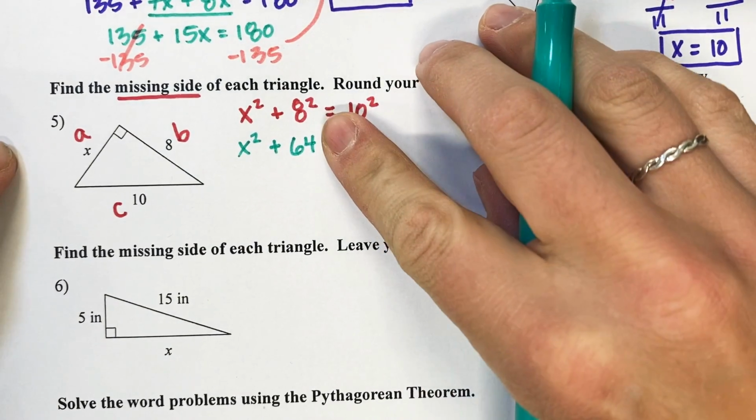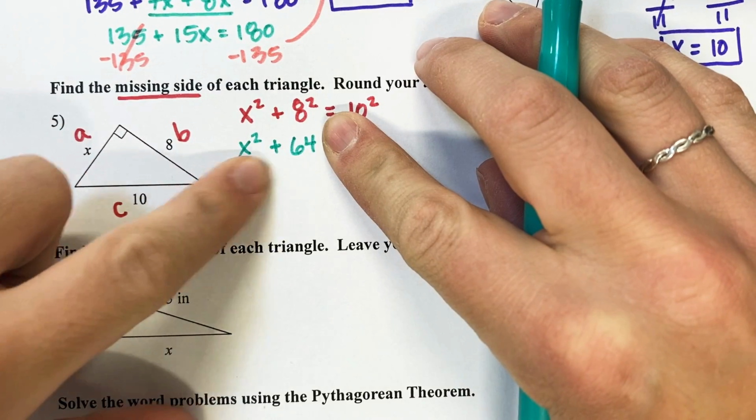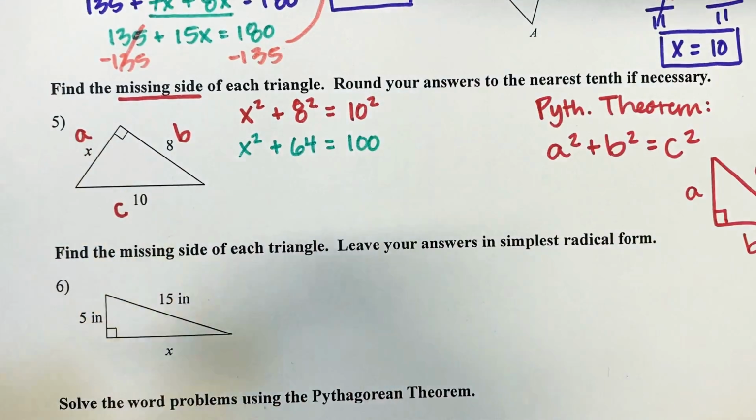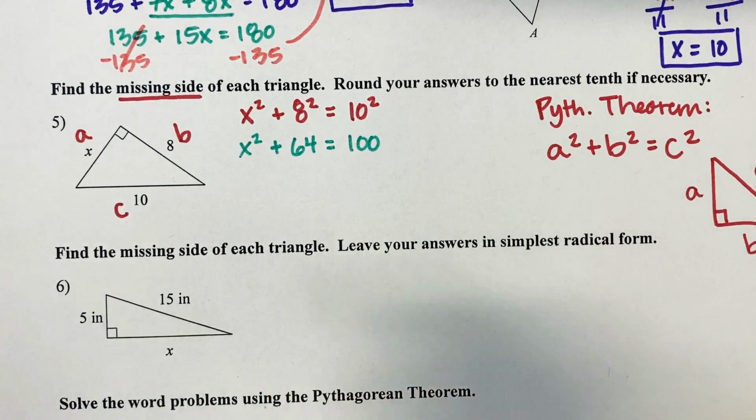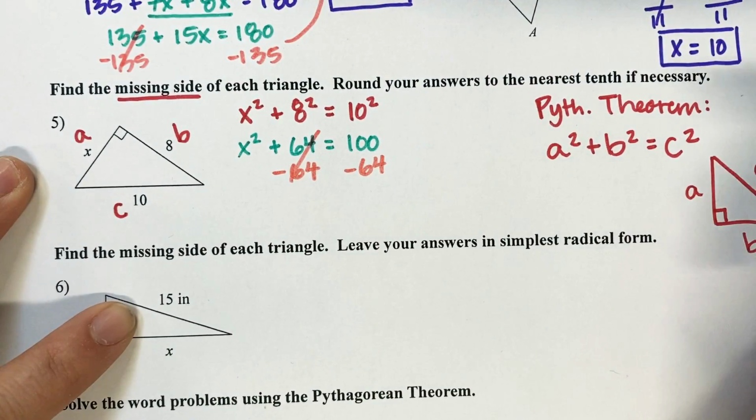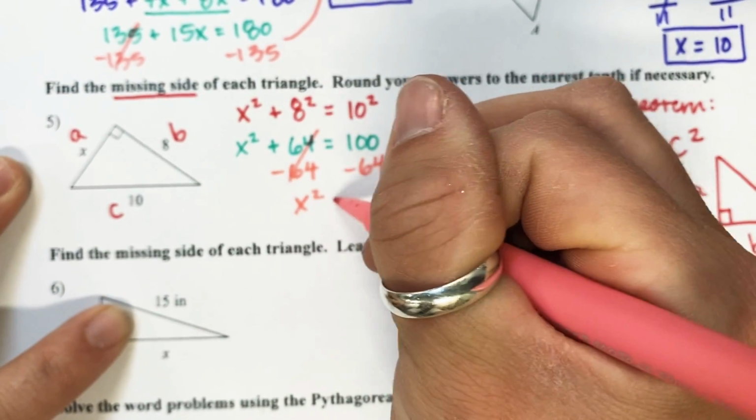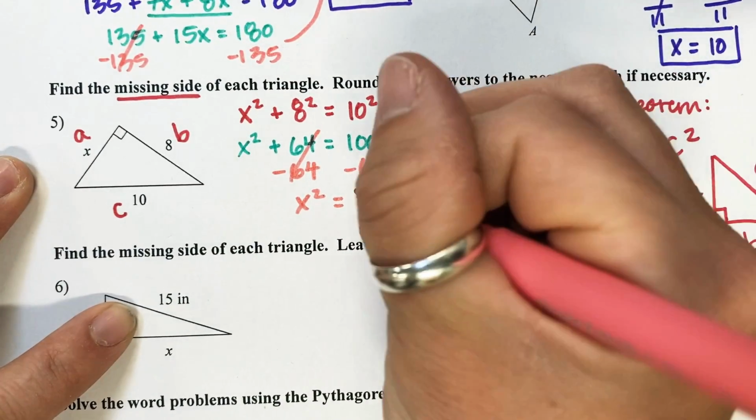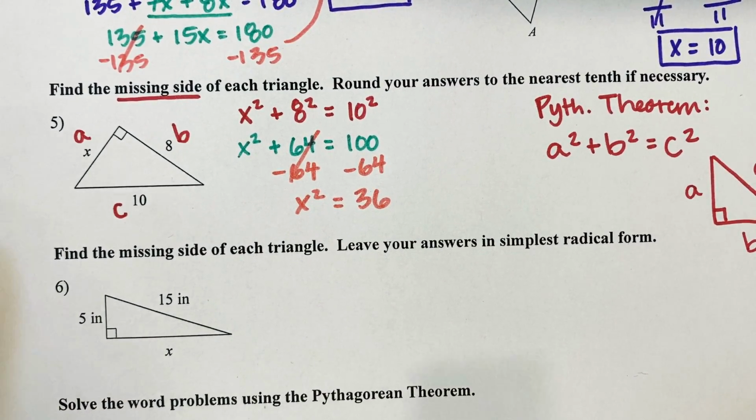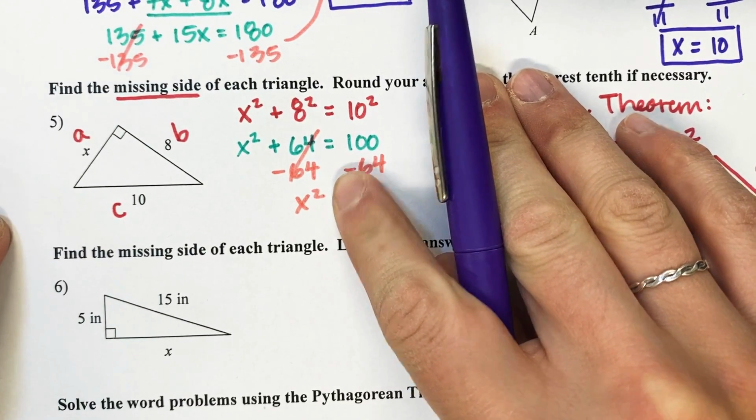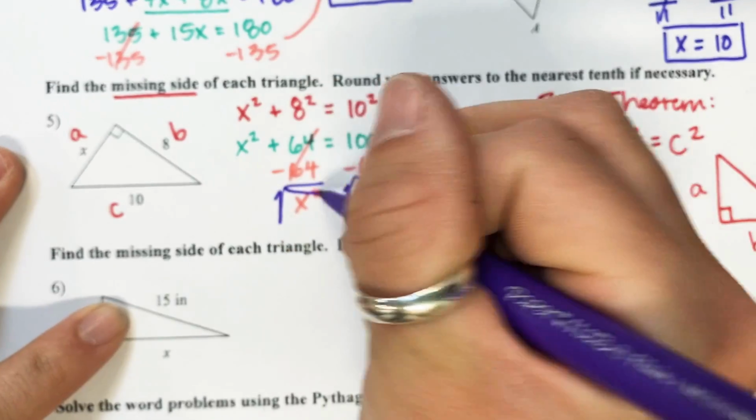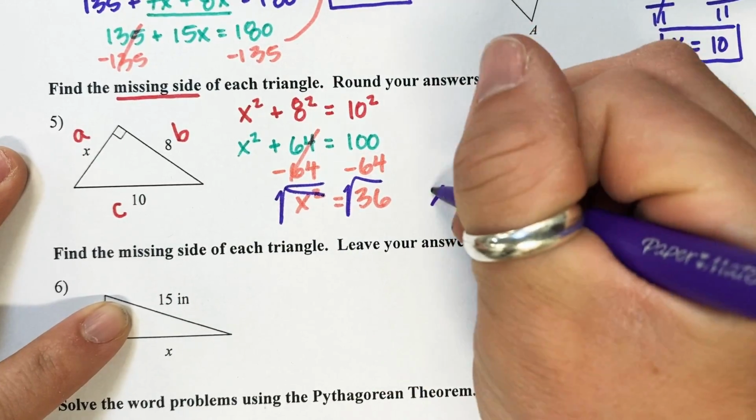Now looking at our same side as our x, we need to get x by itself. The first thing we've got to get rid of that's farthest away from my x is this plus 64. The opposite of plus 64 is subtract 64. So we're going to subtract 64 from both sides. So I get x squared is left over here. 100 minus 64 is 36. And the very last step to getting x by itself, the opposite of square is square root. So we have to square root both sides. Those cancel each other out to give me x all by itself.